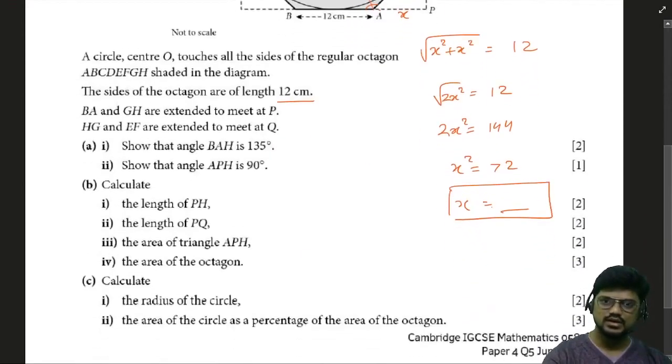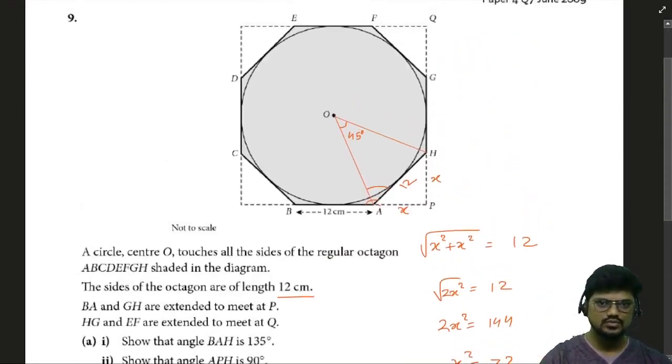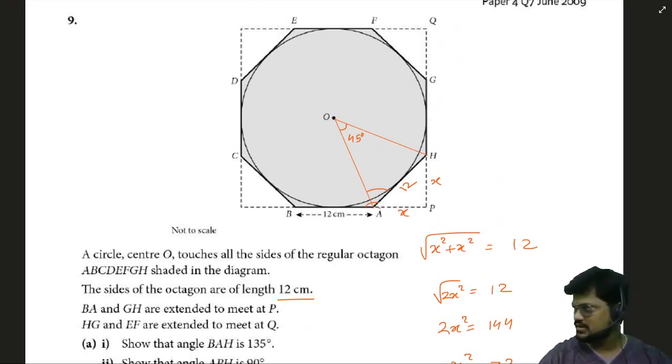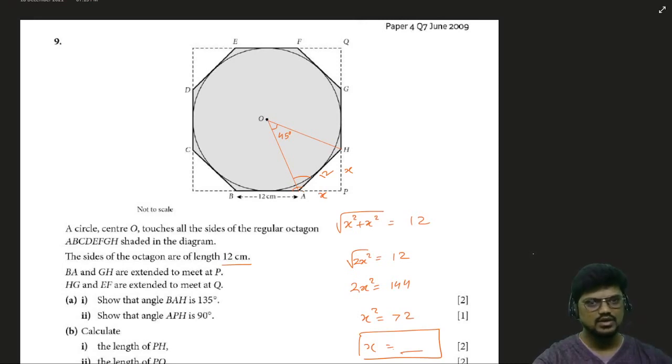Next, the length of PQ. How will you find the length of PQ? Tell me verbally, Ashmi. Sir, x plus 12. Yeah, that's it. We will get the value of x. So x plus 12 plus x, you will get the value of PQ.